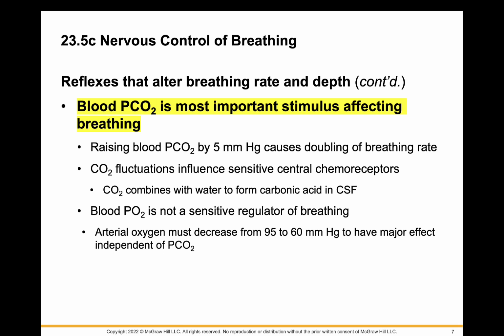If we look at blood levels of oxygen, they're relatively much higher than those for carbon dioxide. And if we want to look at what will impact ventilation with respect to oxygen, it would require basically going from 95 millimeters to 60 millimeters before this decrease in oxygen has any impact on ventilation that is independent of changes in CO2.